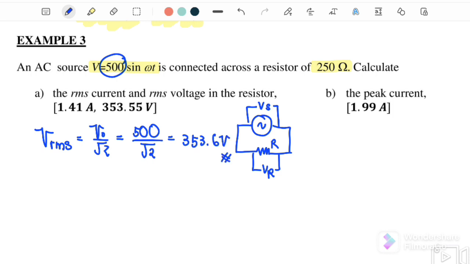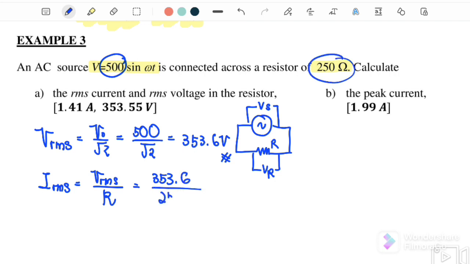Next we want to find I RMS. As we know, V equals IR, therefore our I RMS must equal V RMS over the resistor. Because this is only a pure resistor case, our impedance is actually only the resistor. So we substitute 353.6 over the resistor, which is given as 250. Therefore I RMS is equal to 1.41 ampere.